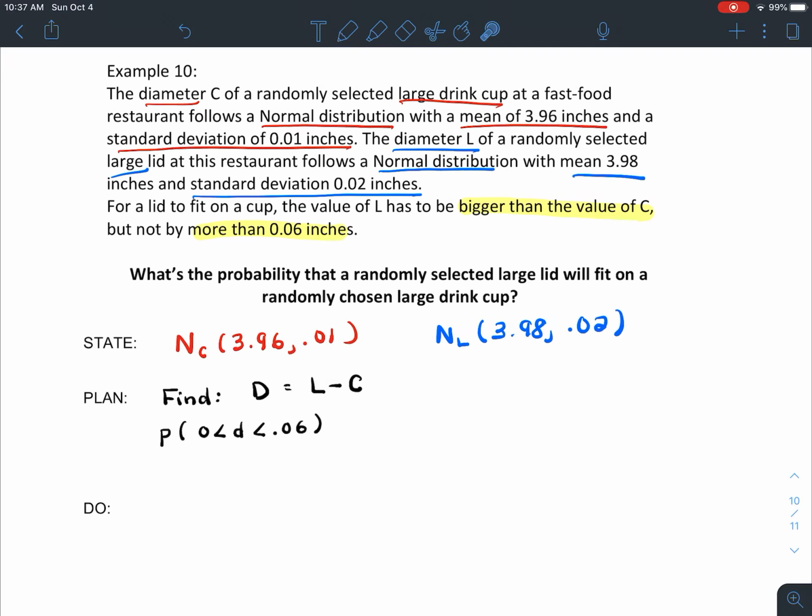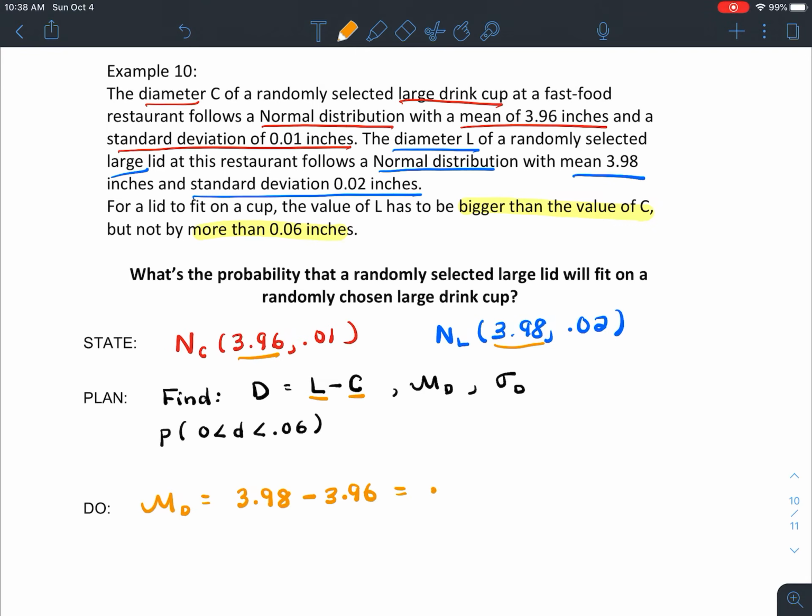So we want this difference to be greater than 0, but not greater than 0.06 inches. And so the probability that we're trying to find for D is that difference being larger than 0, but still less than 0.06 inches. Anytime we introduce a new random variable through transforming, we do have to calculate the new measure of center and the new measure of spread, and that's what we're going to do here next in the do step.